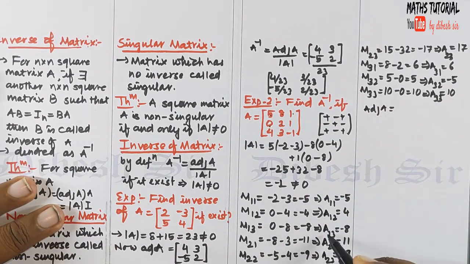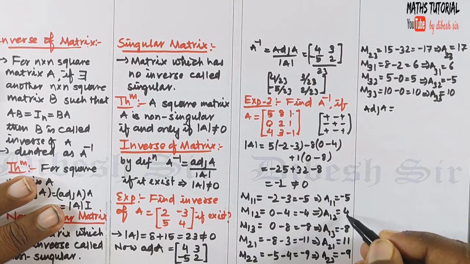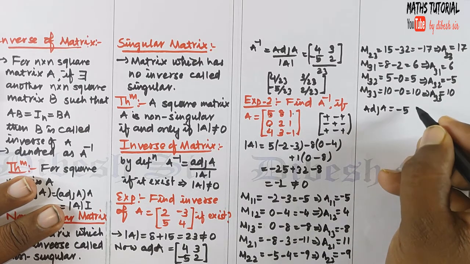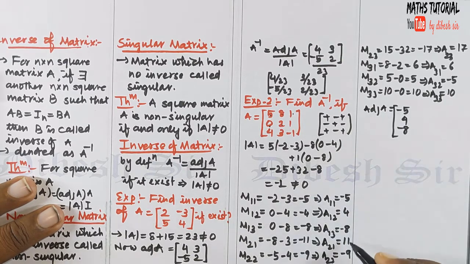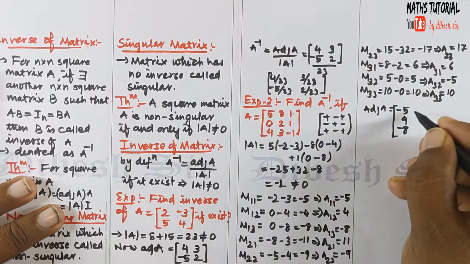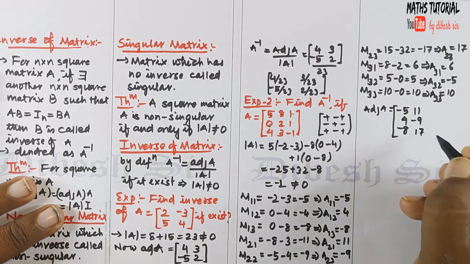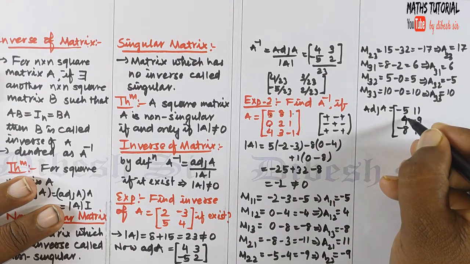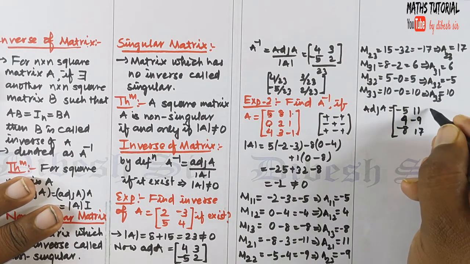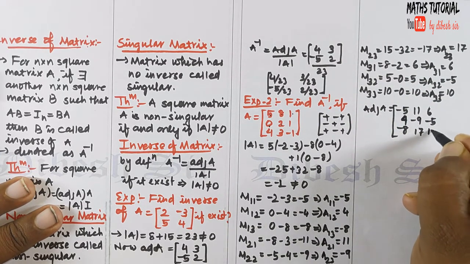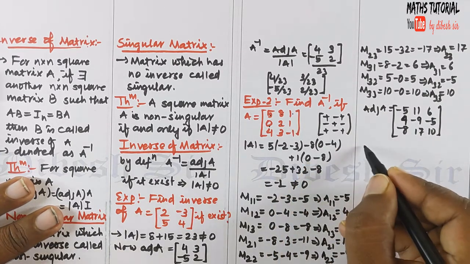Okay. So adjoint A: clearly these are in rows but it changes to columns. That is better. You must write minus 5, 4, minus 8 vertically. Then 11, minus 9, 17. Next, 6, minus 5, 10. Okay, done. Next, we have to find A inverse.